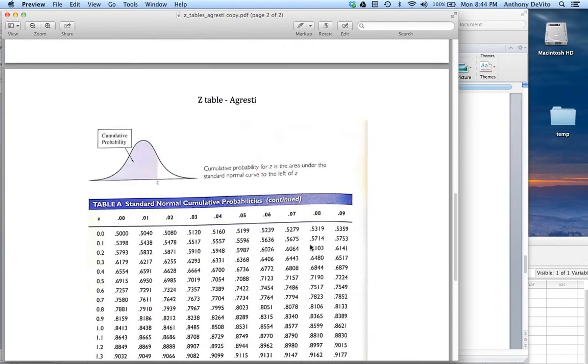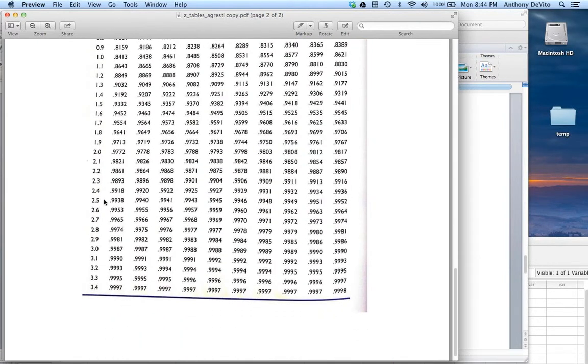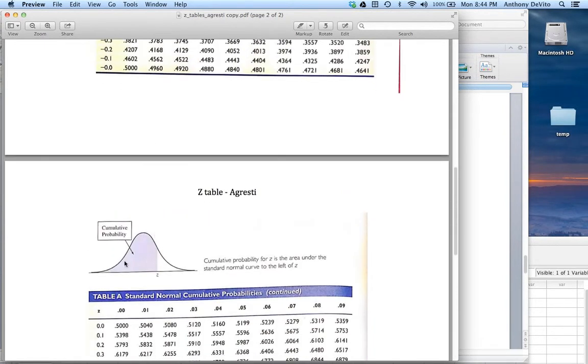And I can see that 2.50 is 99.4% of the curve below that. So that leaves 0.6% of the curve in that upper tail, right? So what's my p-value? This is a little tricky. What's my p-value now? Is it 0.6%?